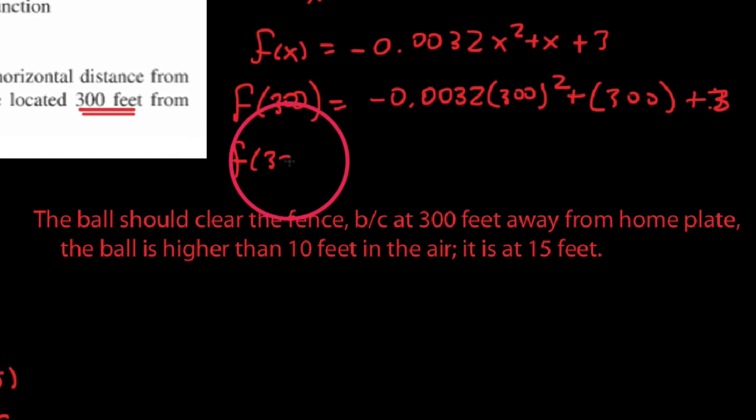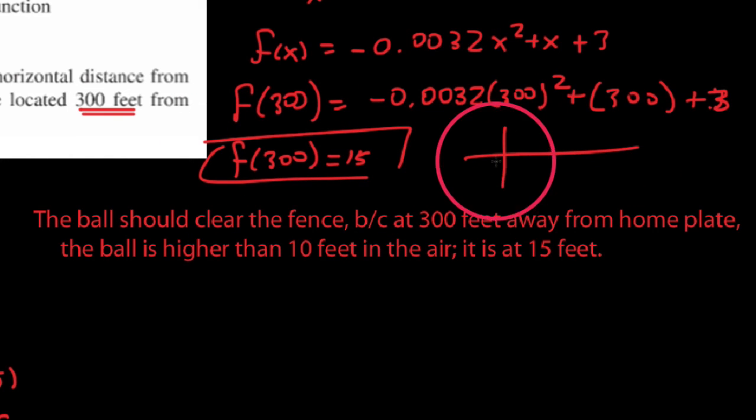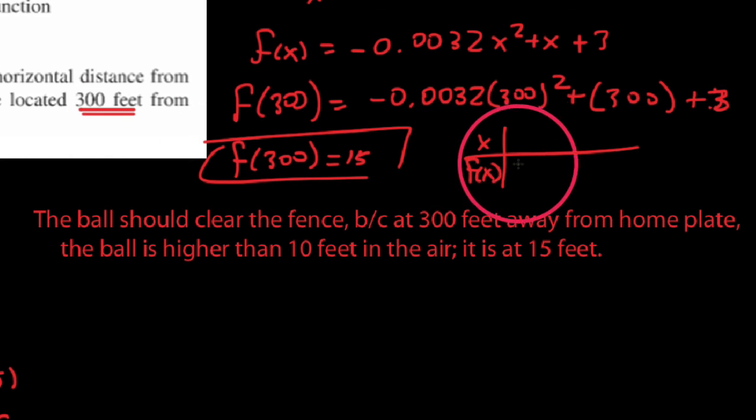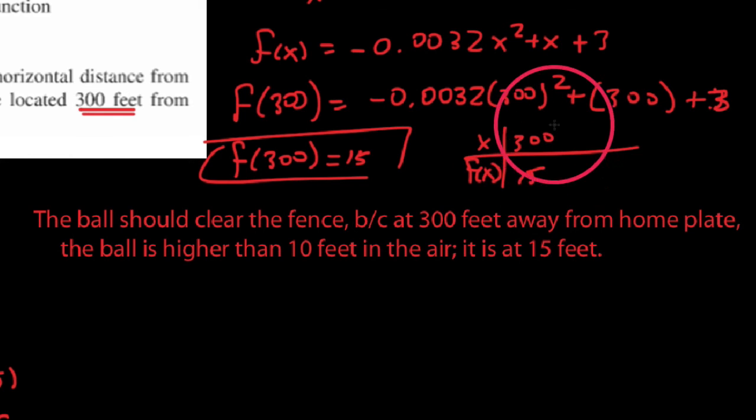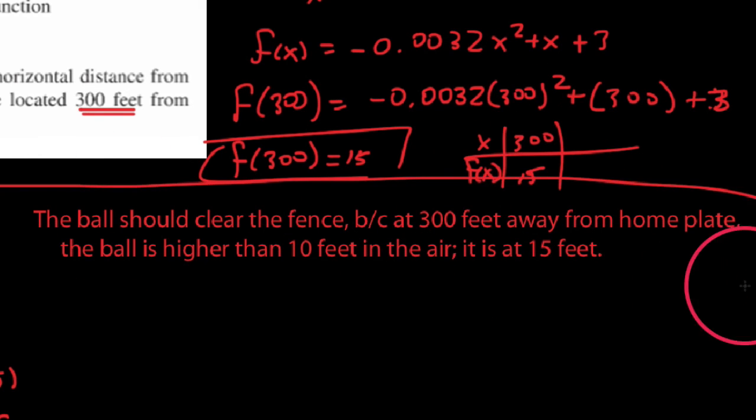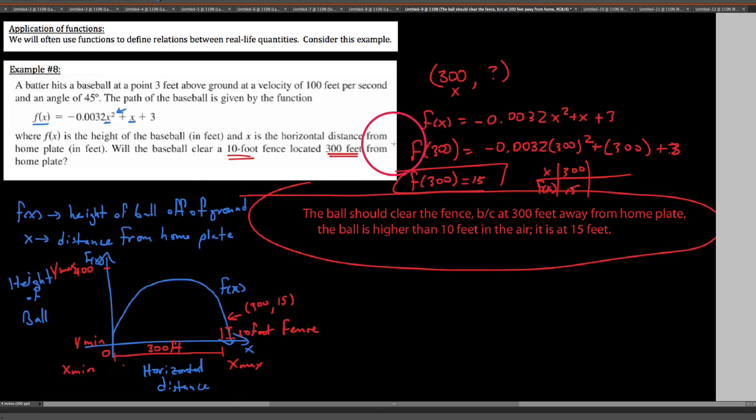So what we get is f of 300 is equal to 15, and this just supports our conclusion here. We could even put this in a table, x, f of x. We say 300, 15. Essentially, we can support this conclusion both graphically, algebraically, and numerically.